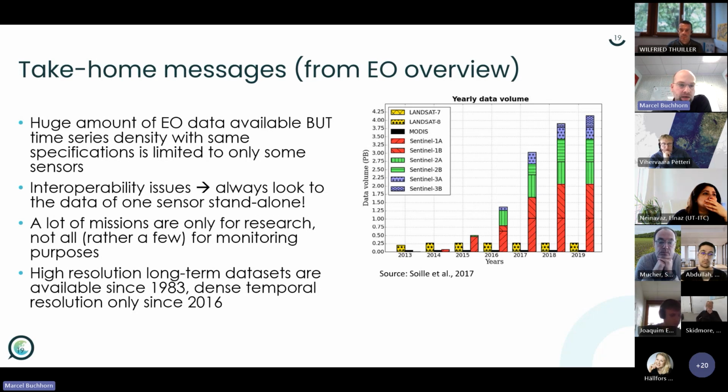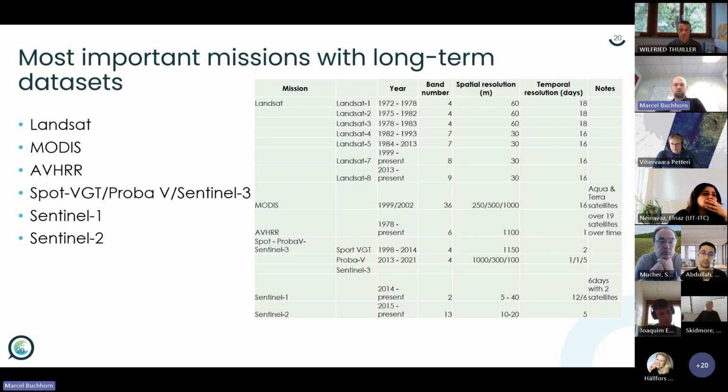High-resolution long-term data sets are available since 1983 with the Landsat mission, but dense temporal resolution, with a 5-day or daily revisit time, has only been possible since 2016. So I tried to condense all this information into a nice overview of the most important satellite systems out there.